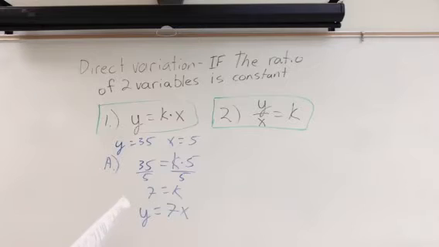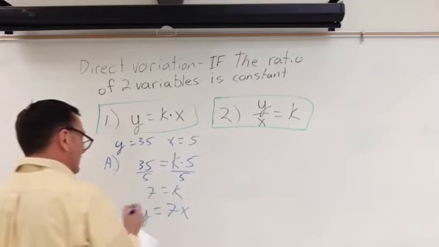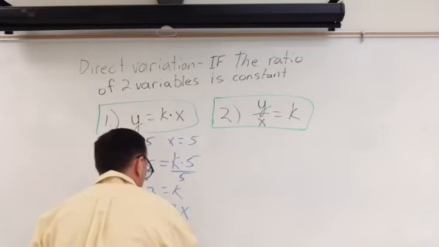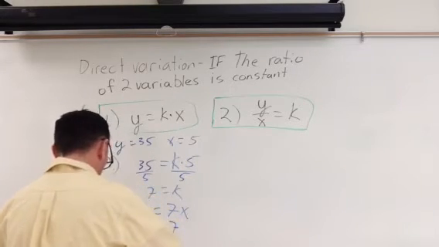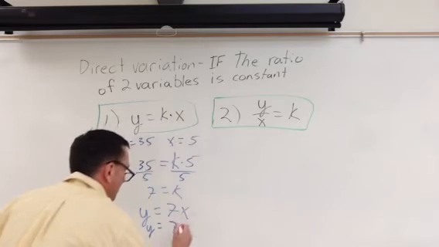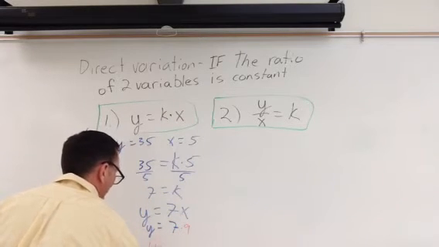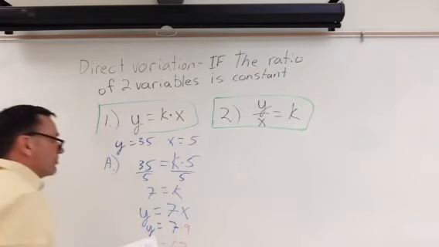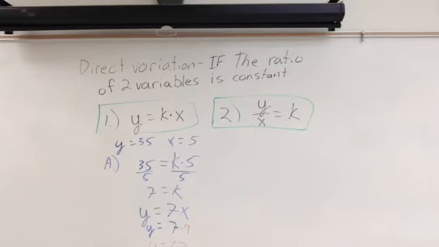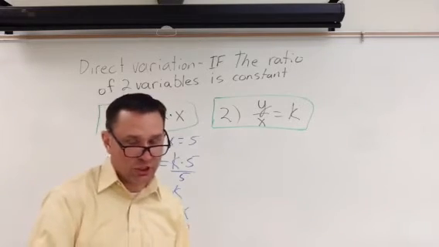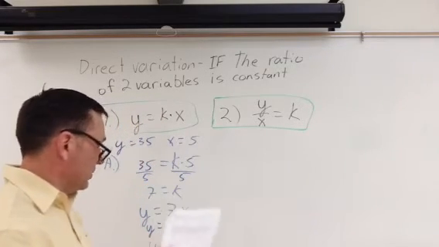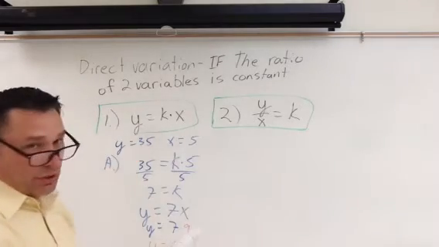Now our next part of the problem says, what is the value of y when x equals 9? I'm going to substitute this x value in as 9. Put it right here. We can easily multiply that out. 7 times 9 is 63. I'm going to leave letter B up to you to finish. So make sure you finish B the same way we did with letter A.